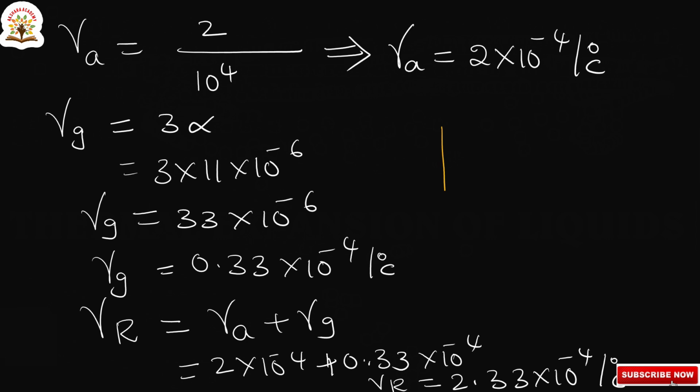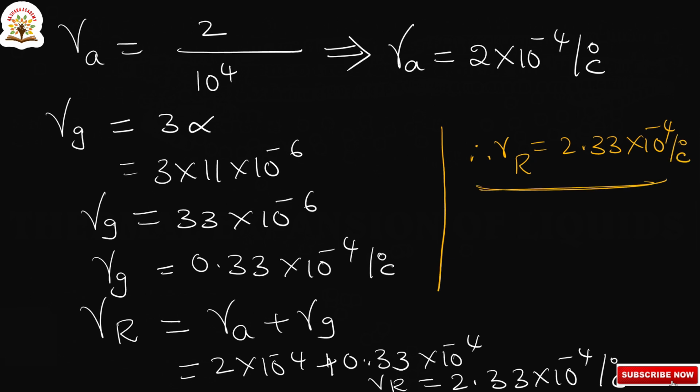Therefore, the final answer is gamma R is equal to 2.33 into 10 to the power of minus 4 per degree centigrade. This is the final answer. Okay, next, we'll go to the next question.